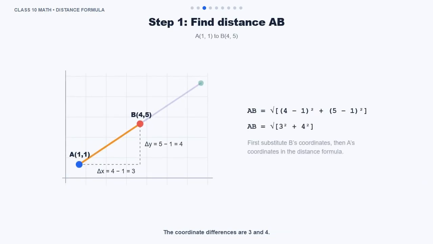Step 1 is finding AB. Substitute B is (4, 5) and A is (1, 1). The x difference is 4 minus 1, which is 3. The y difference is 5 minus 1, which is 4. So AB equals the square root of 3 squared plus 4 squared.